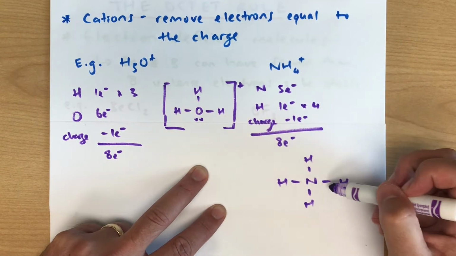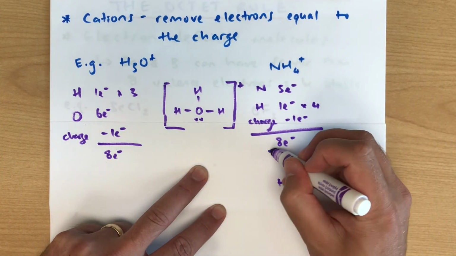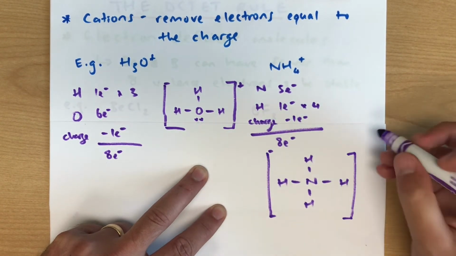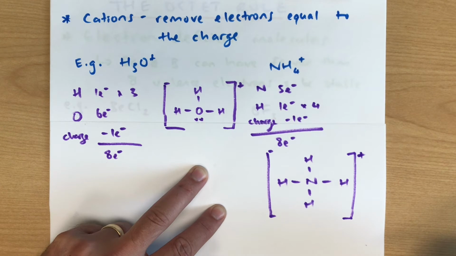I've used 8: 2, 4, 6, 8. So everyone is satisfied. Now I need to put my square brackets around and put the charge on, and that is the correct Lewis structure for the ammonium ion, or NH4+.